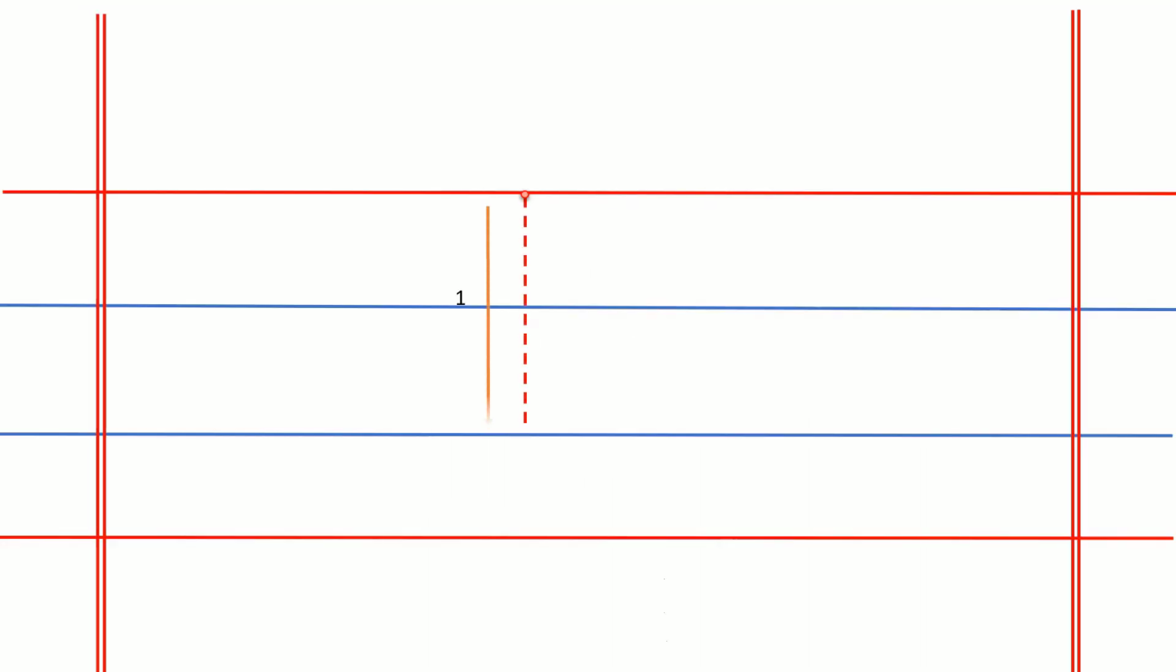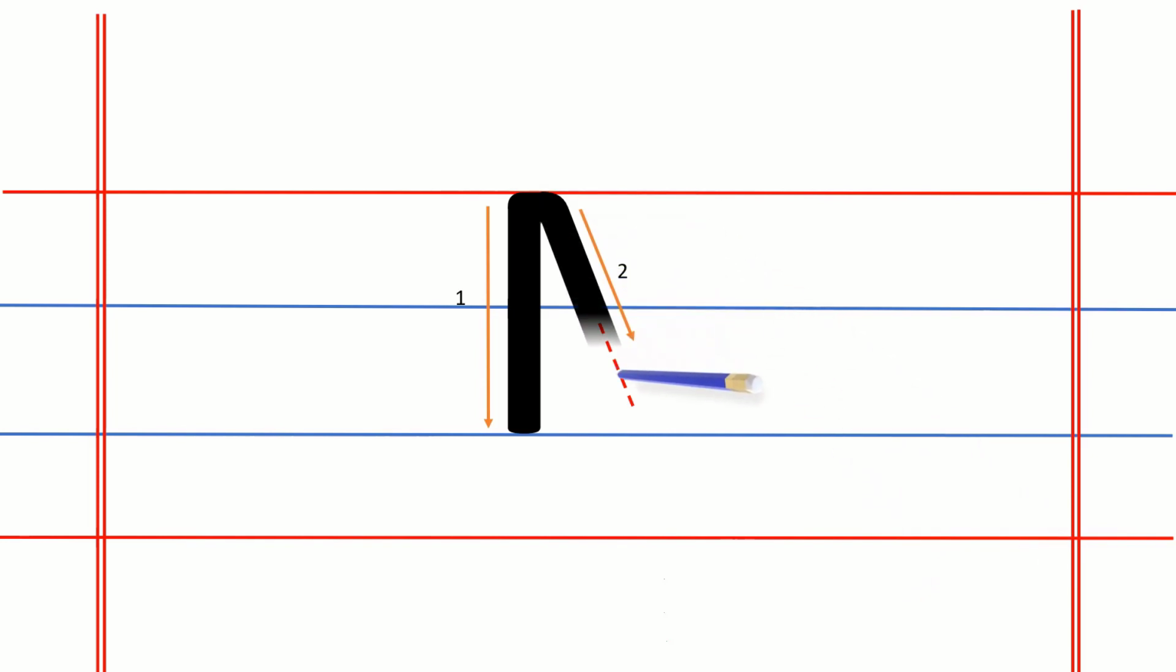Start from the red point. Draw a straight line downwards. Start from the red point again and draw a slanting line downwards. Then bounce back and draw another line upwards.